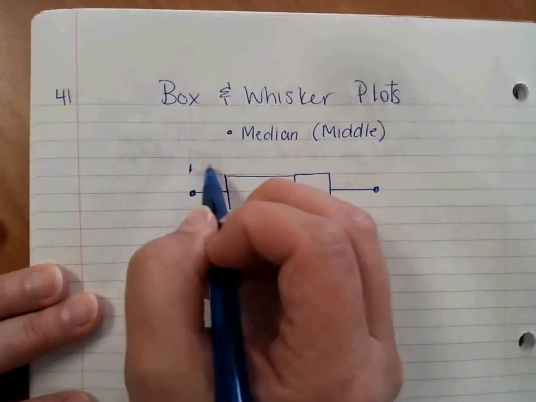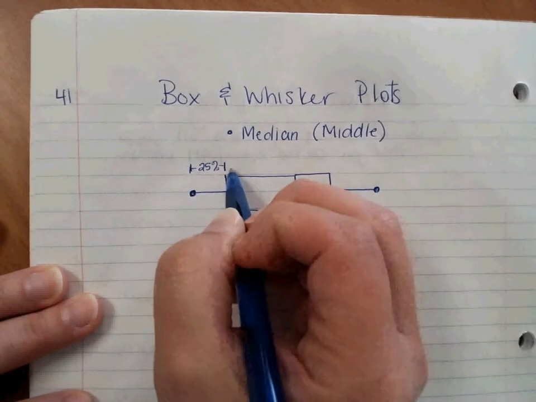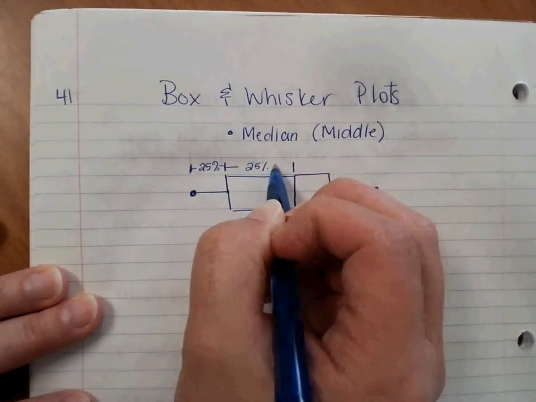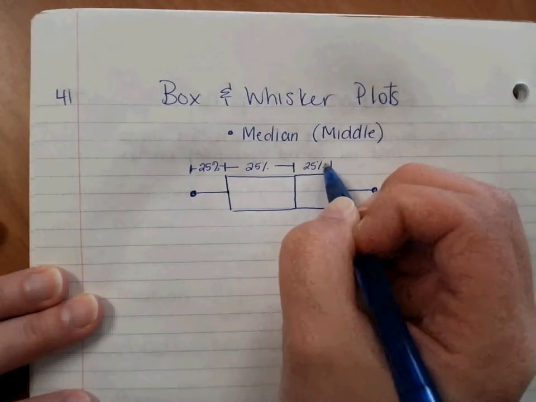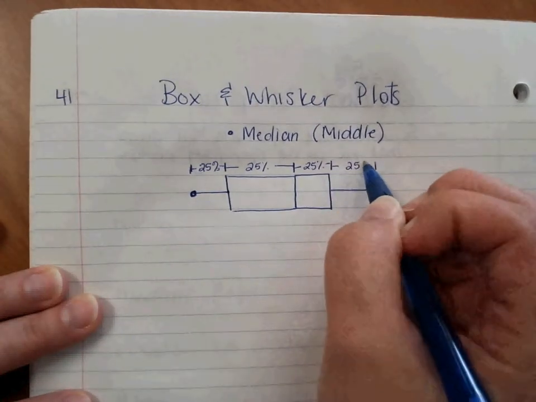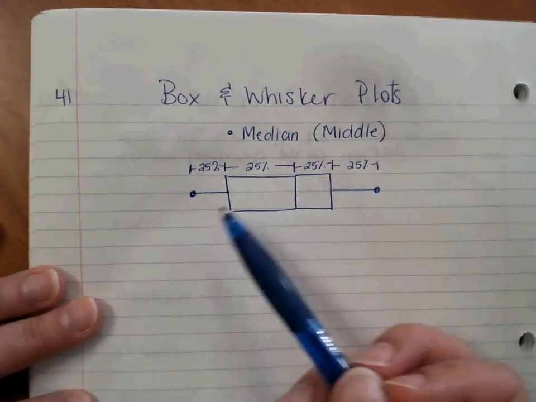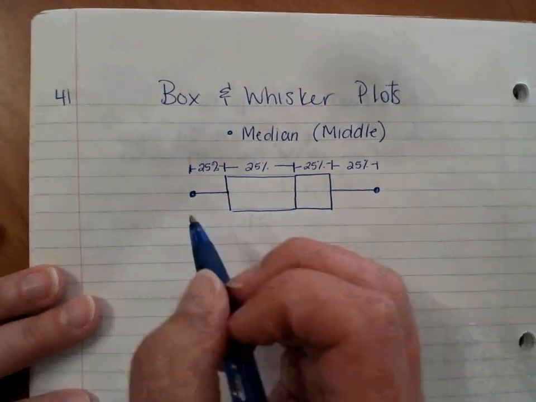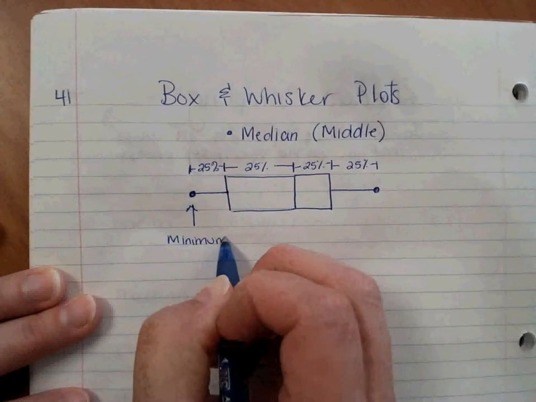From here to here is 25%. From here to here is 25%. From here to here is 25%. So each group from here to here is 25%. When you put 25 plus 25 plus 25 plus 25, 100% of our data is shown through different parts of our whisker plot. So our first whisker is our minimum.